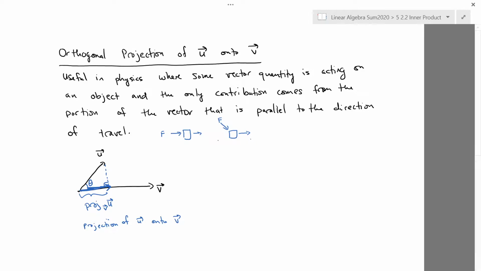Okay, so because the two things are parallel, the projection of u onto v is parallel to v because they point in the same direction. We get that the projection of u onto v has to be some scalar multiple of v.